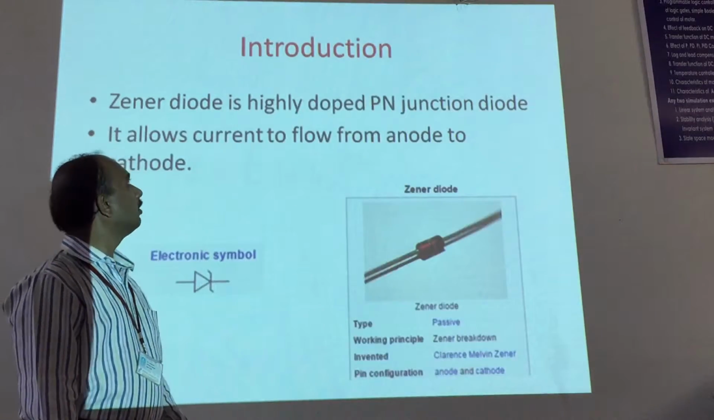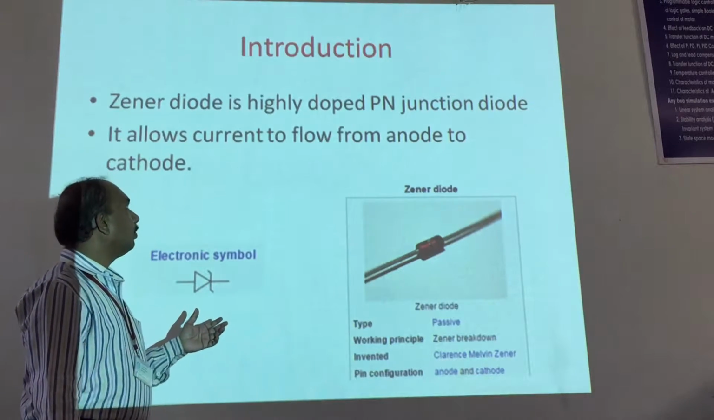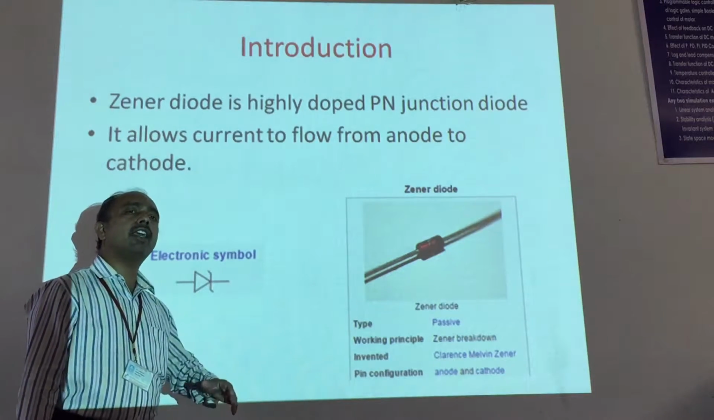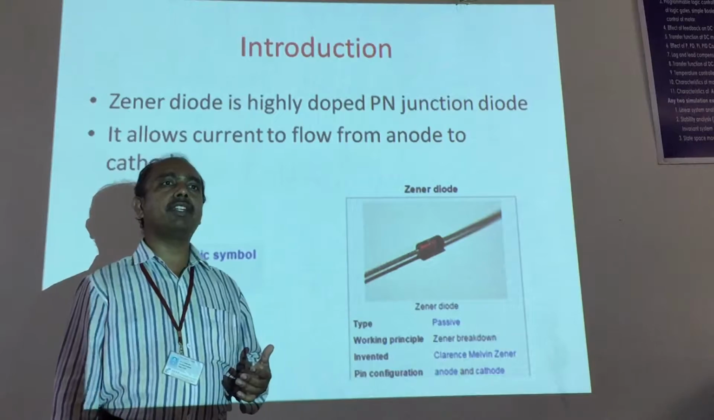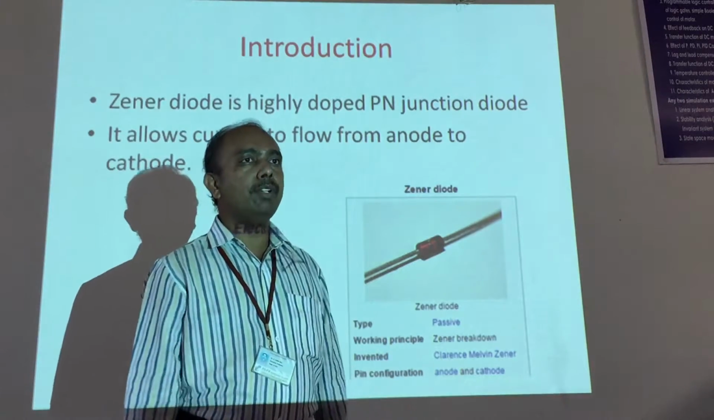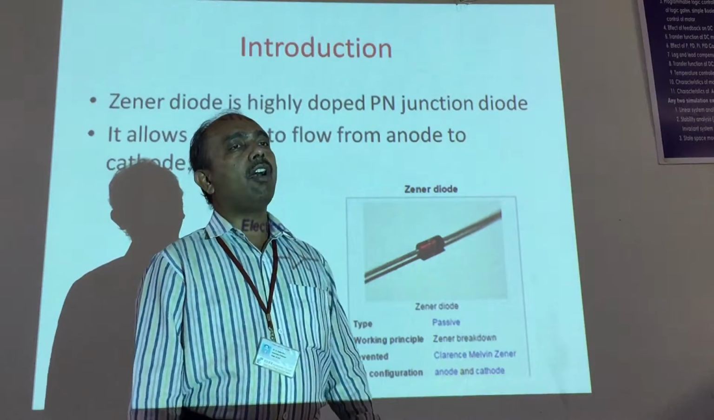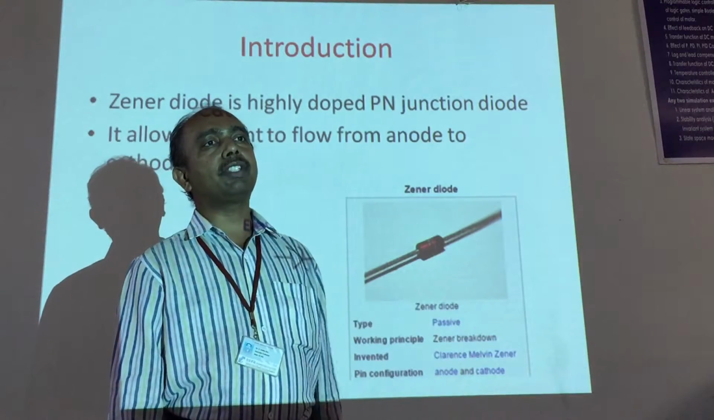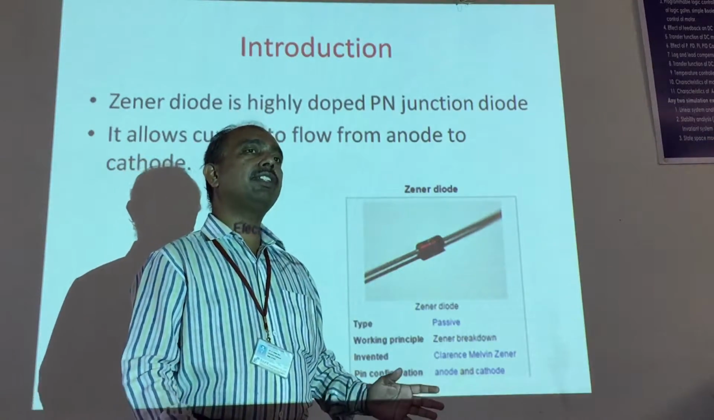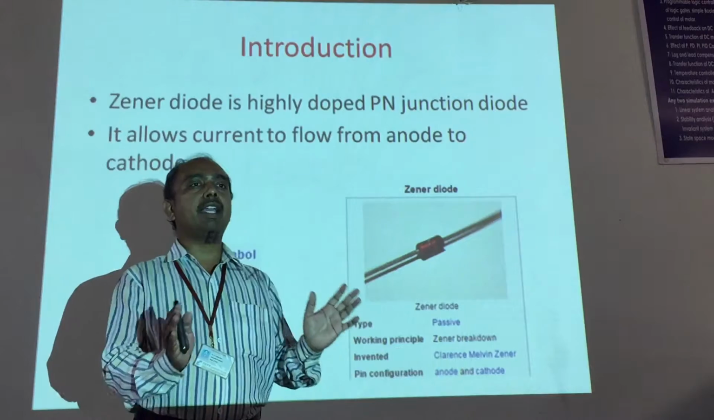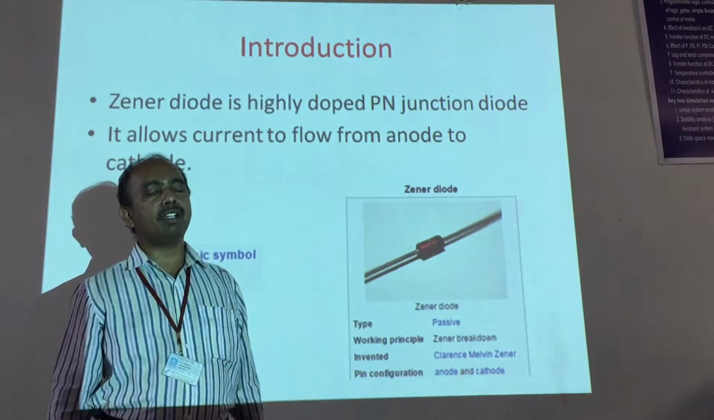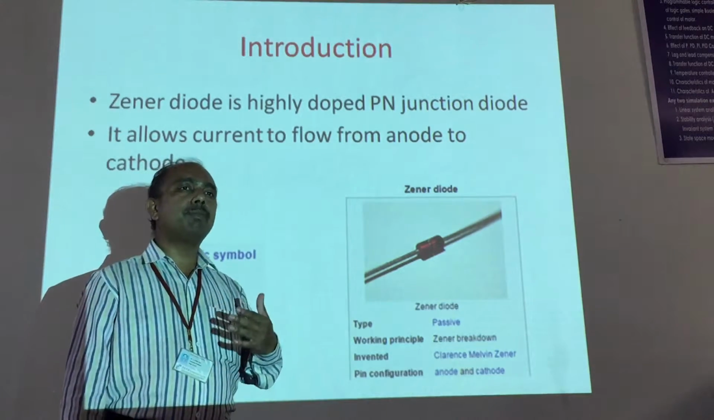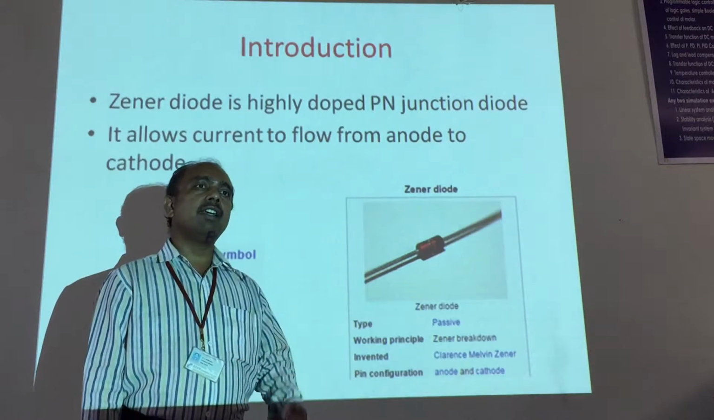Next slide. Let us talk about the introduction to zener diode. A zener diode is like a normal PN junction diode, but it is a heavily doped PN junction diode. Let us see first how a PN junction diode is formed. A PN junction diode is formed by combining P-type and N-type semiconductor. Then what is the need for P-type and N-type semiconductor?